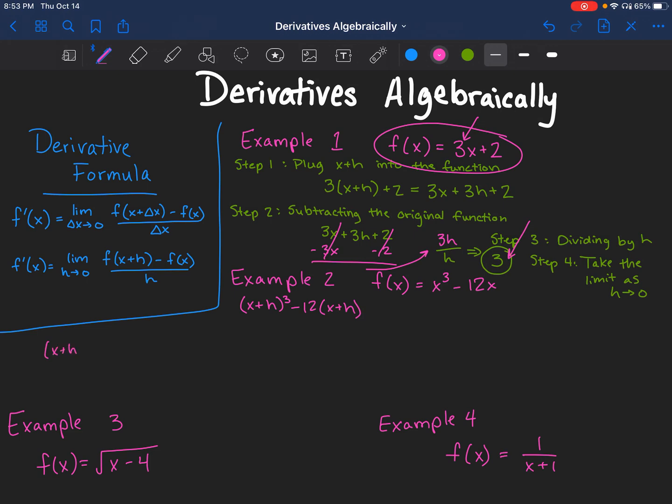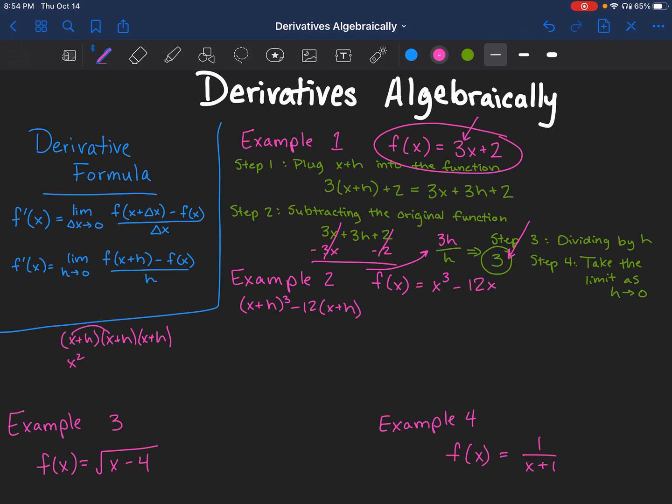Big mistake that I always see people make is they take (x plus h) cubed and they write it as x cubed plus h cubed, which is just plain wrong. So do not do it. You need to actually multiply x plus h times x plus h times x plus h. You're going to have to do it 3 times because it's cubed. So I'm going to go ahead and do the first one.